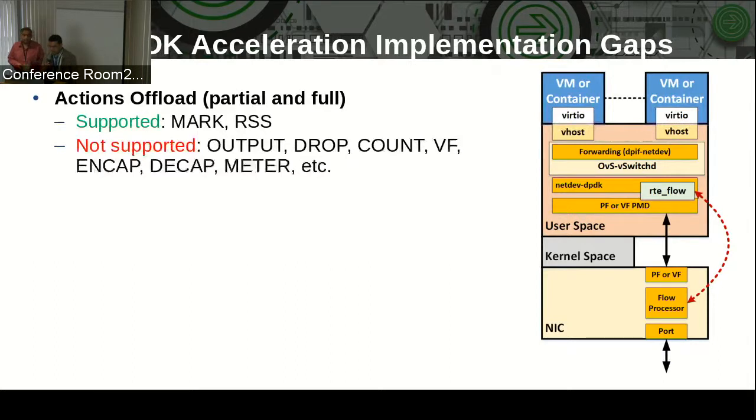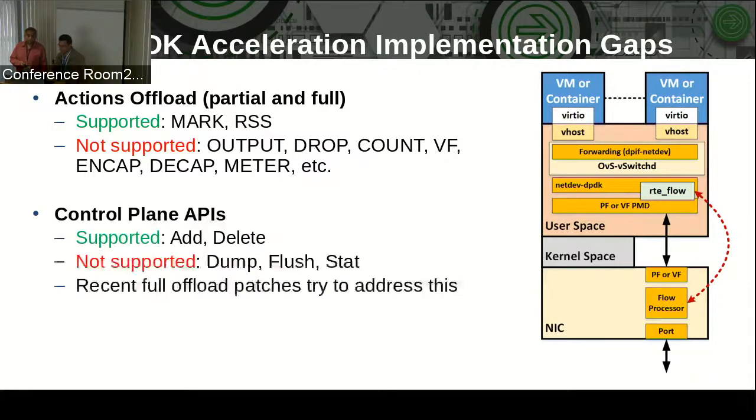So looking at some of the implementation gaps, the first thing is the actions offload. Today, with partial offload, we have support for mark and RSS actions, but to be able to do more, we need support for other actions like drop, count, encap, decap, metering, and output. Some of them might apply only to partial offload, and something like output would apply only to full offload. So we need extensions to these actions that are offloaded.